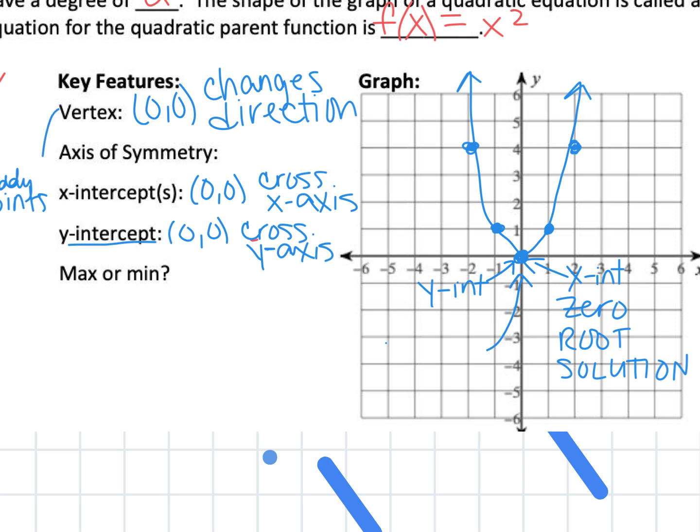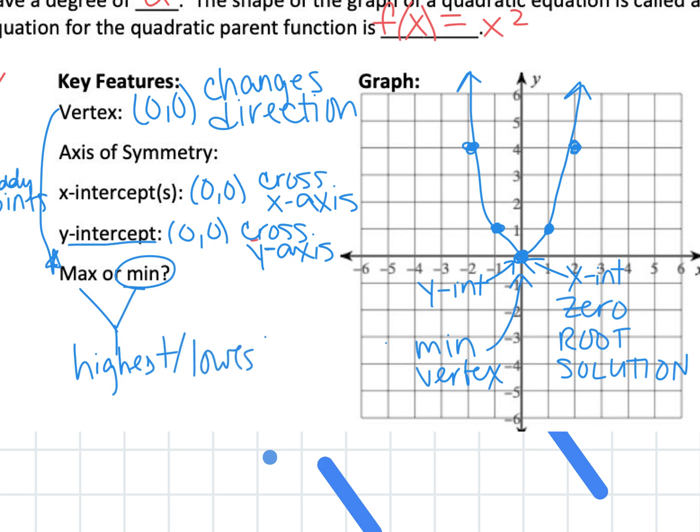And within the vertex family, we have a min or a max. So I want you to look. That vertex is at the bottom of the quadratic. So do you think we call that a minimum or a maximum? That is a minimum. Yes, it is at the bottom. Okay? So don't just tell me vertex. Be specific. Tell me minimum or maximum. And this, the vertex, because that's where it changes direction, is going to be the highest or lowest point on the graph.